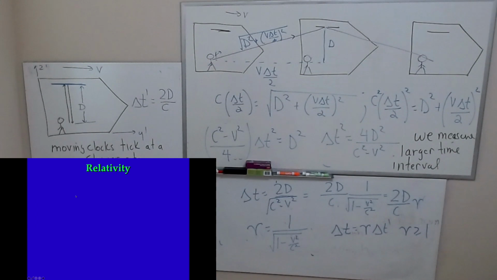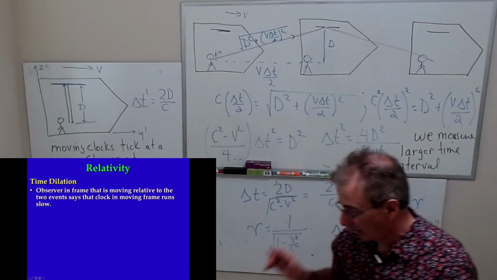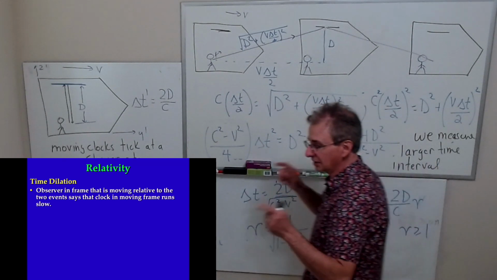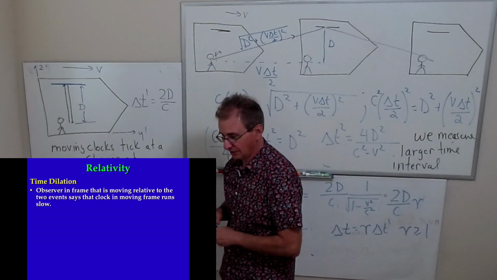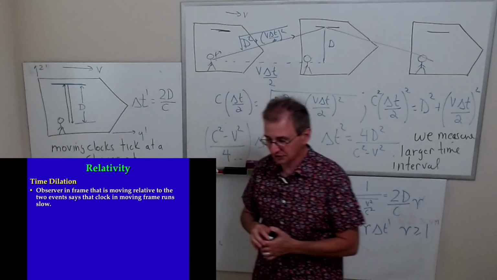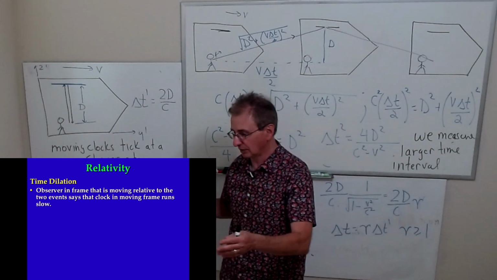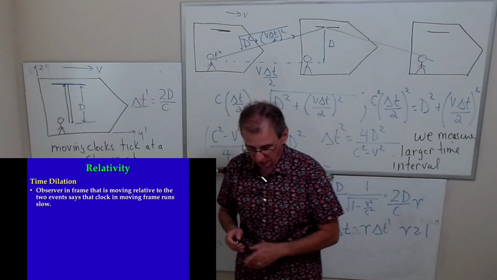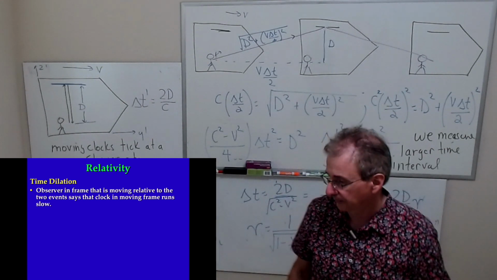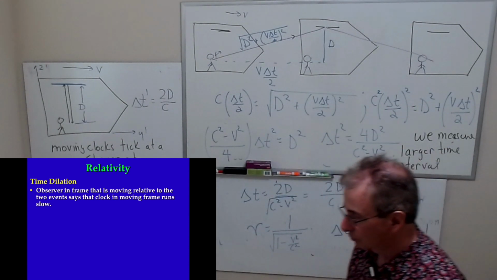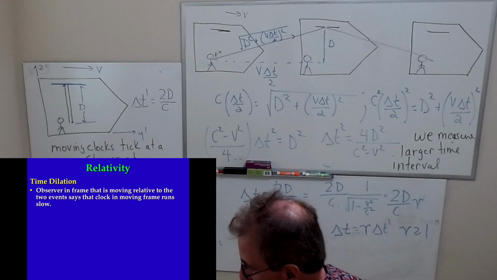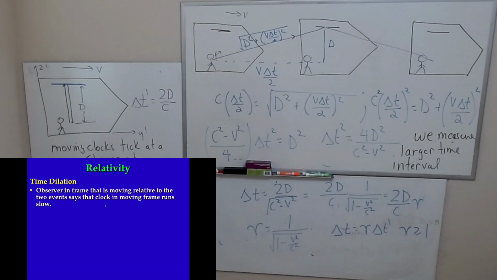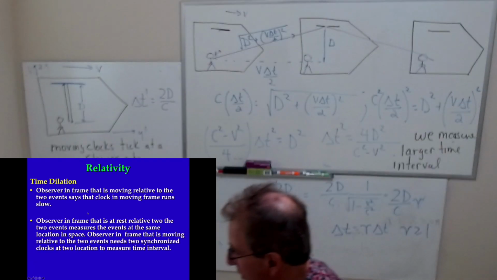And I'm going to try to be careful, and I make this mistake all the time. I don't want to say appear. I want to say you measure. And even books will make that mistake. Things appear to look like this, but no, you measure it, because the word appear is confusing. So moving clocks run slower. The rate runs slower.